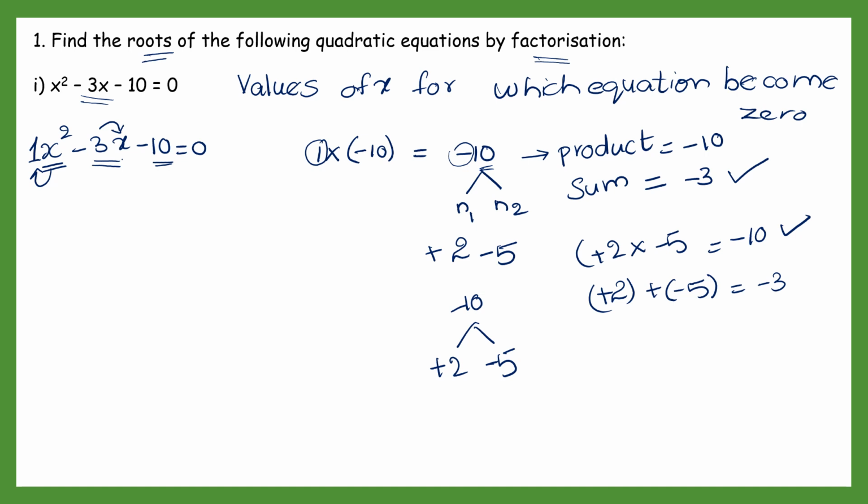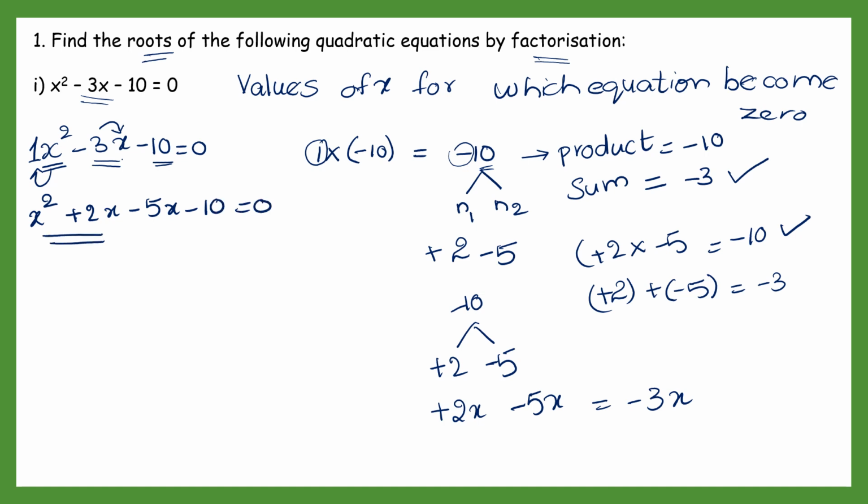Write this here. 1x square is nothing but x square. Now minus 3x is there. Minus 3x means what? Here you got plus 2 and minus 5. That means plus 2x minus 5x. If you observe, plus 2x and minus 5x is minus 3x. So this minus 3x should be written as plus 2x minus 5x. Minus 10 is equal to 0.